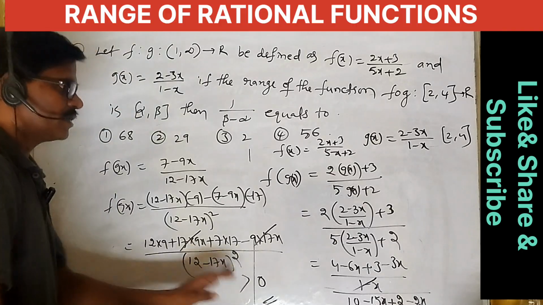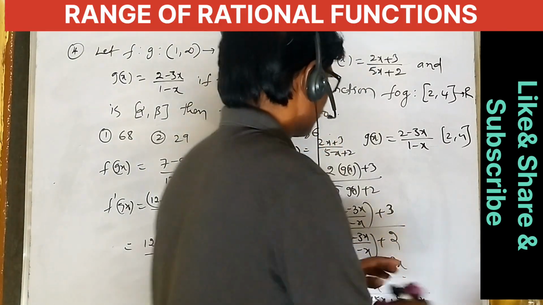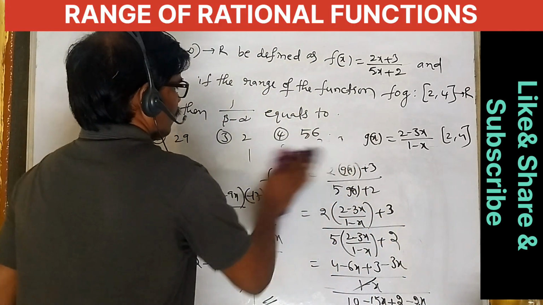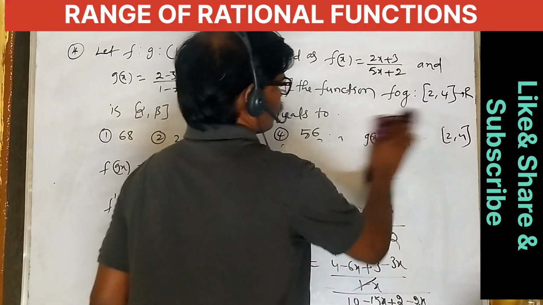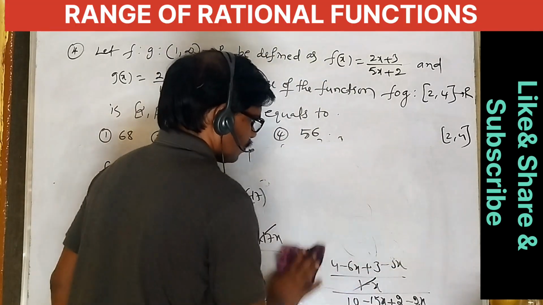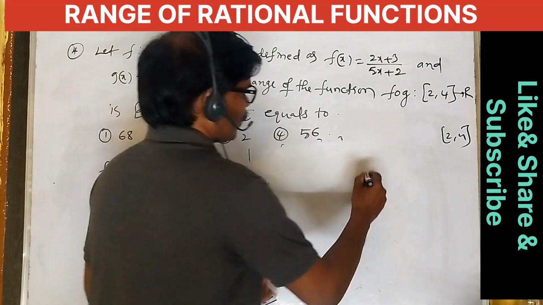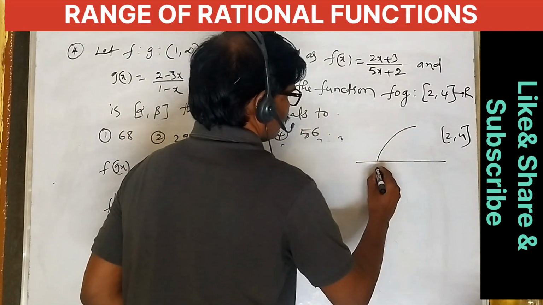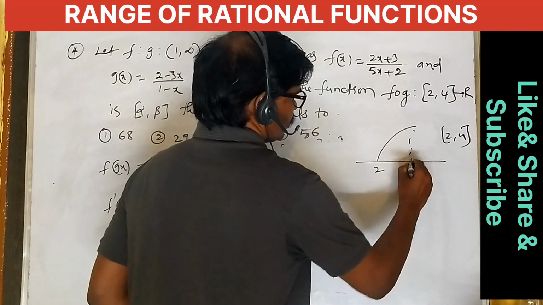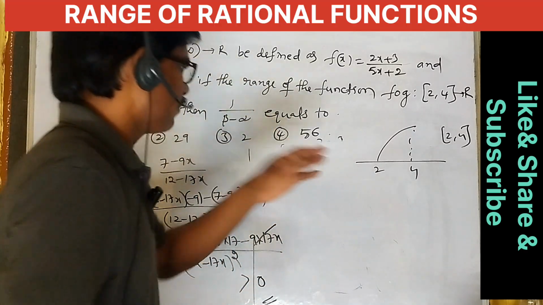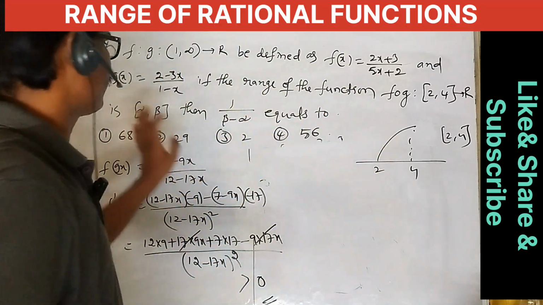Greater than 0 means this is the increasing function. Increasing function means this is the increasing function. This is like that, this is the 2, here also this is the 4, increasing function. Okay, minimum value is equal to alpha and maximum value is equal to beta.